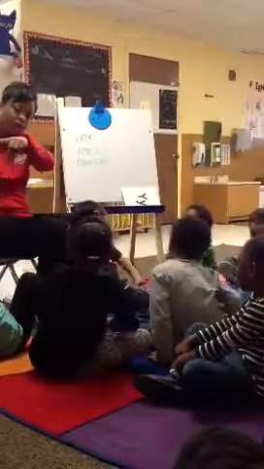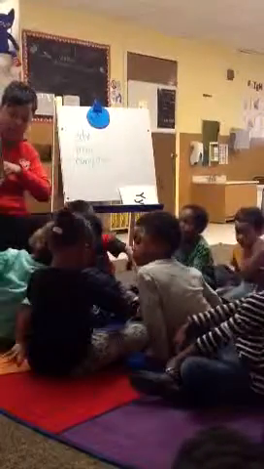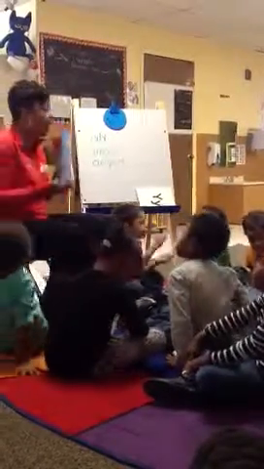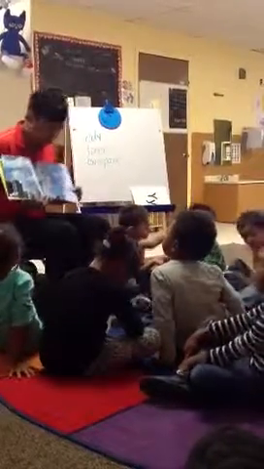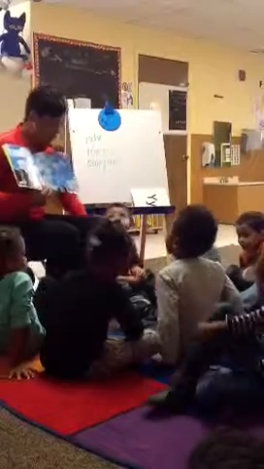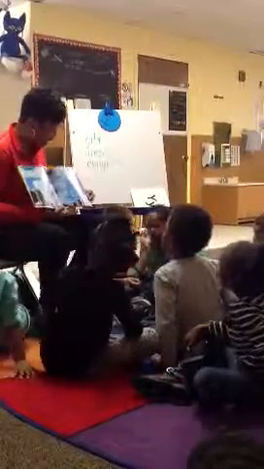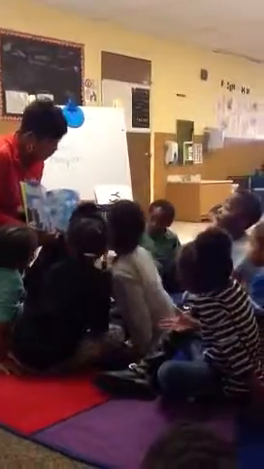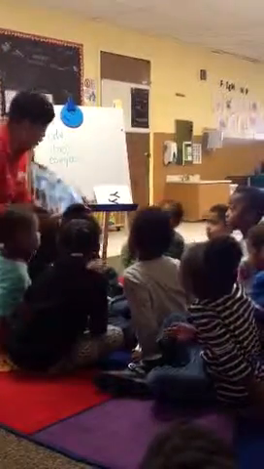Clouds. Look right up at the sky. What cloud shapes can you see? White. But what shapes do you see? I can see an oval. You see an oval. Where do you see the oval at? I see a square. Where do you see the square at?